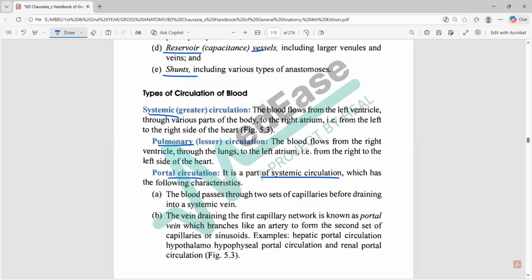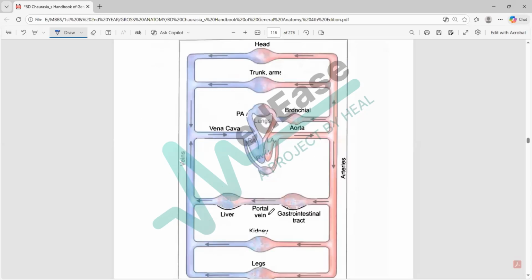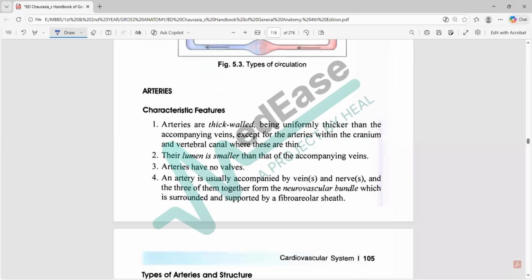Here you can see our portal vein or portal venous system, which will be carrying the blood from the GIT tract to the liver, which will be rich in nutrients and poor in oxygen mainly. Now, when we talk about the general features of the artery, we need to remember they are thick walled, their lumen is smaller, they do not have valves, they have elastic walls, and the artery will be accompanied by the vein and nerve to produce neurovascular bundles, which are surrounded by the fibroareolar sheath mainly.